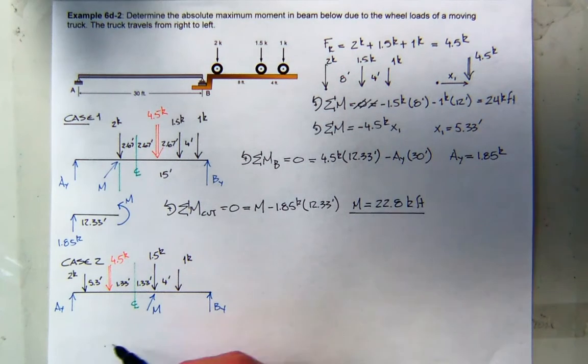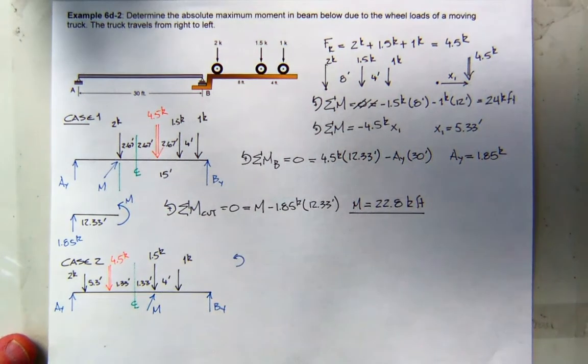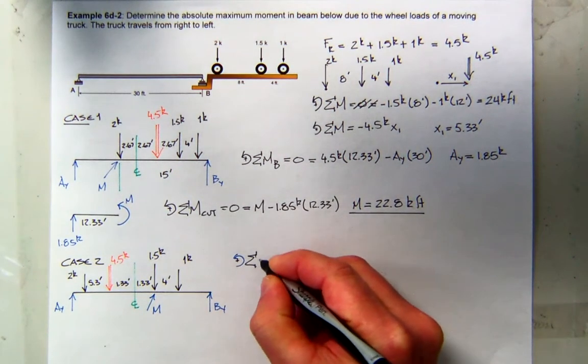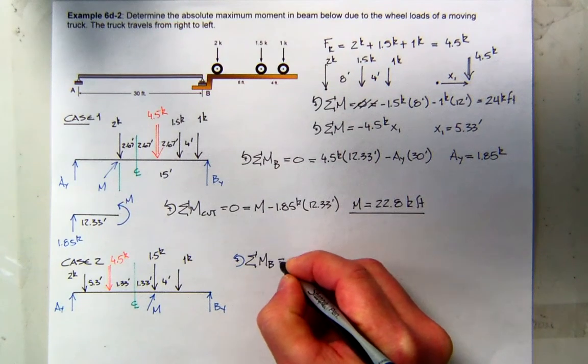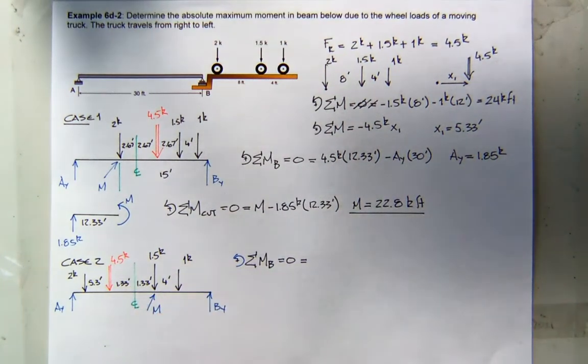Left. So that means we're going to need AY. So we're going to do the same thing as before. We're going to sum moments at B and make sure it's in equilibrium. Again, I'm going to use the resultant as the system.